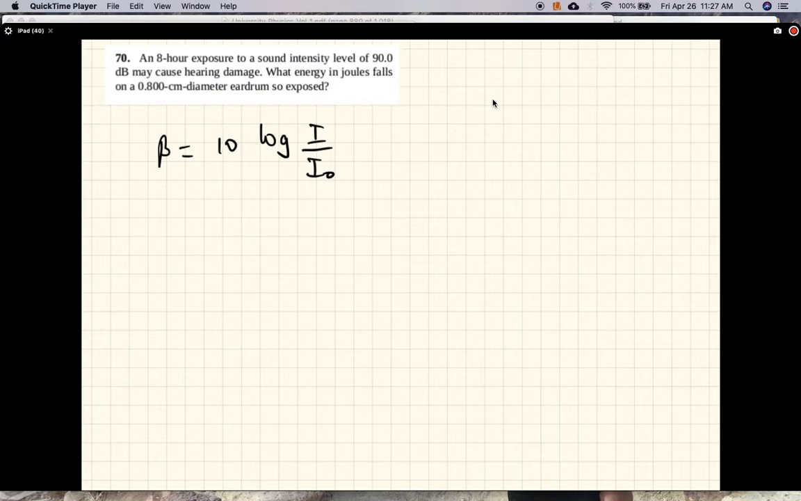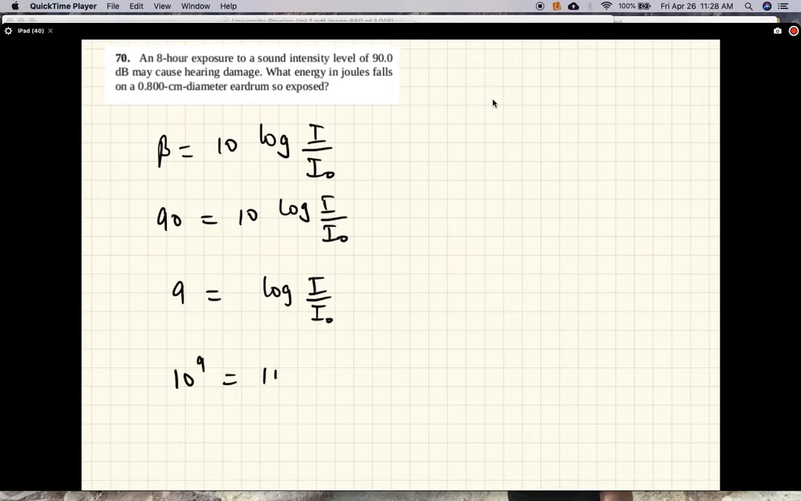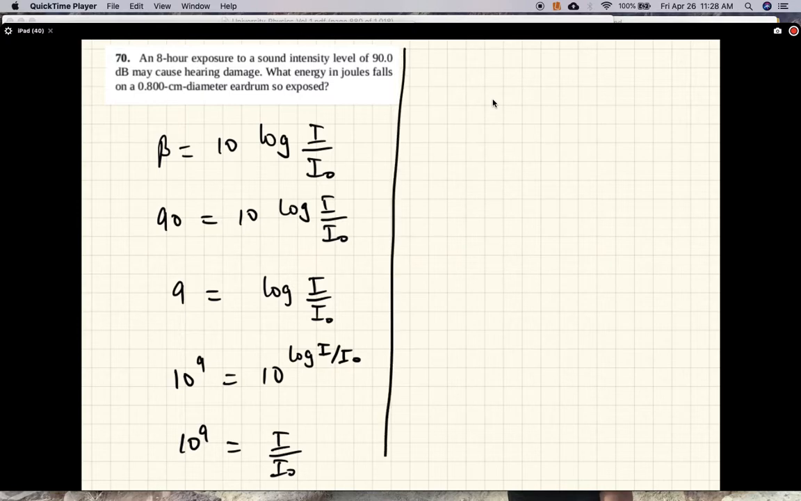And this 90 decibel sound, so 9 equals log I over I naught, where I naught is the threshold of hearing, and we'll get to that in a second. 10 to the 9 is 10 to the power log I over I naught. 10 to the 9 is I over I naught. And we know that the threshold of hearing is 10 to the minus 12 watt per meter square.